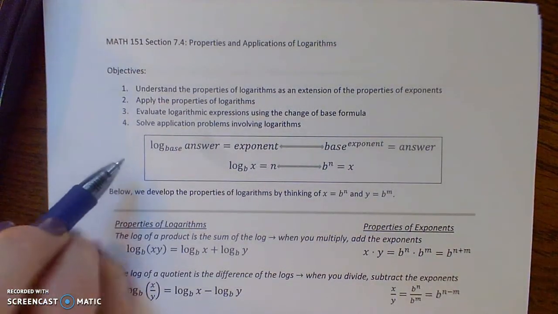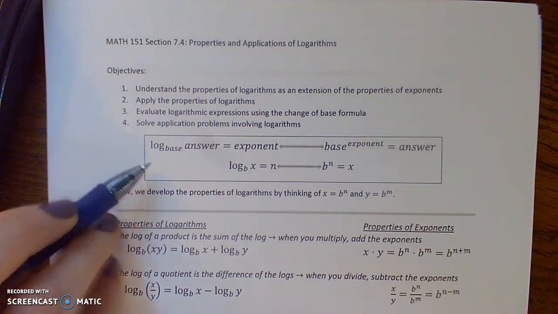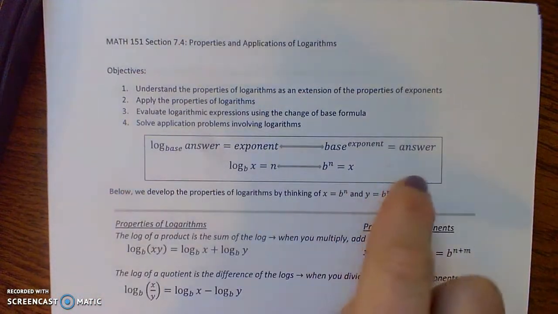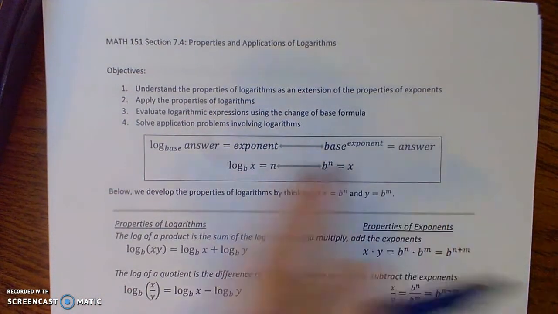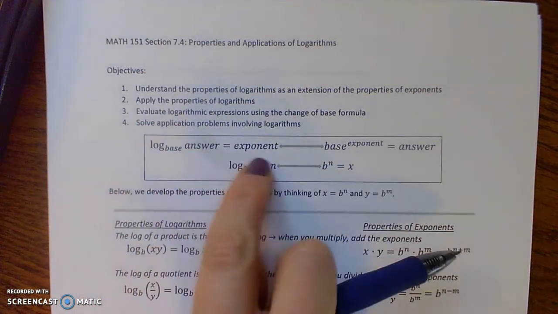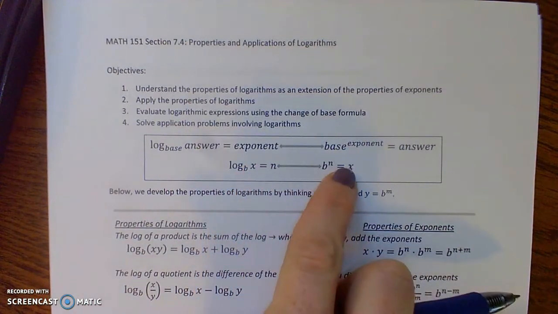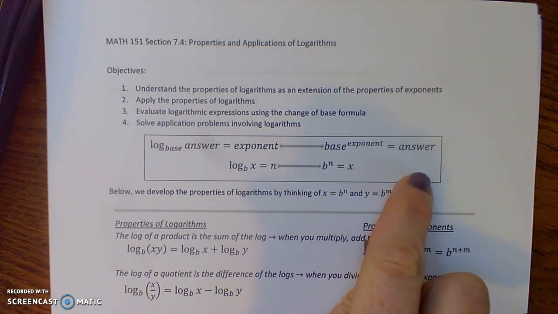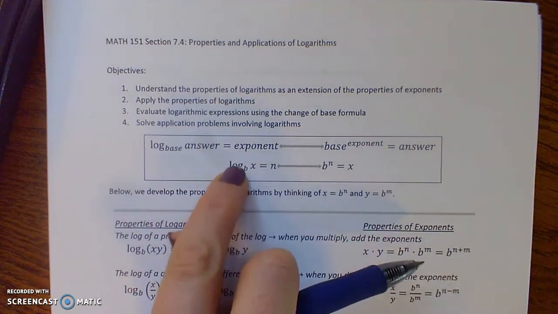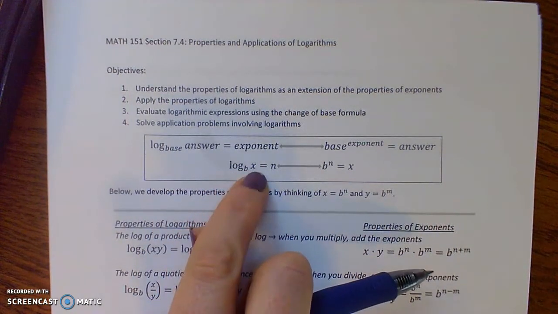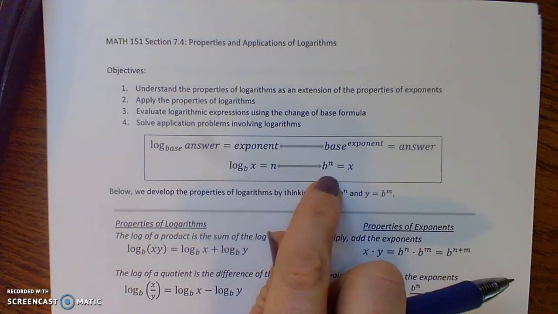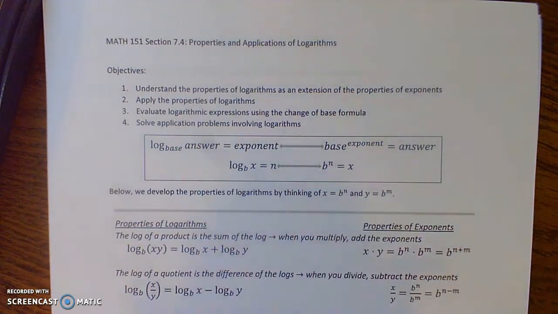All right, we're always going to go back to this. This is kind of like our dictionary between logarithm and exponential equations. Log base answer equals exponent is the same as saying base to the exponent equals the answer. So if you have something like log b of x equals n, it could be rewritten as b to the n equals x, right?